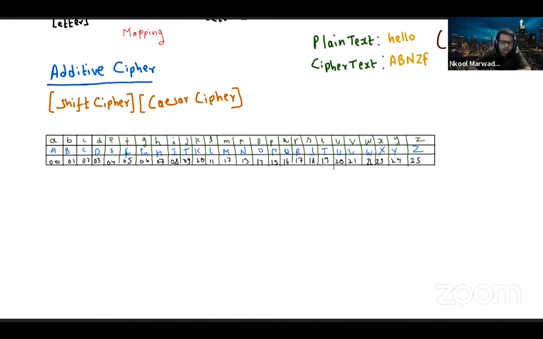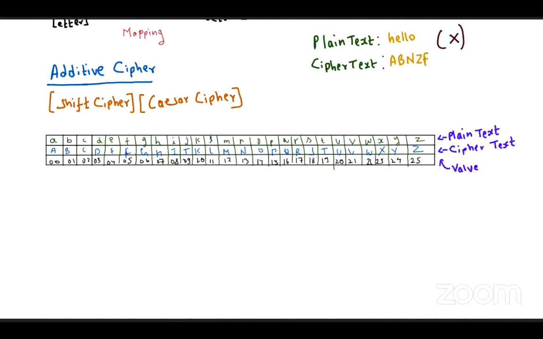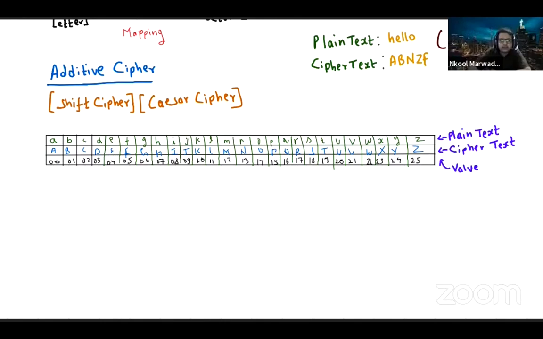Now the first row is the plain text. We are assuming that all the characters of the plain text are small letters, and all the letters of the ciphertext are capital. And the value is just a number. Now let us see how the additive cipher works. It makes use of some formulas based on modular arithmetic, which we will discuss. This representation which we have, we call Z26.